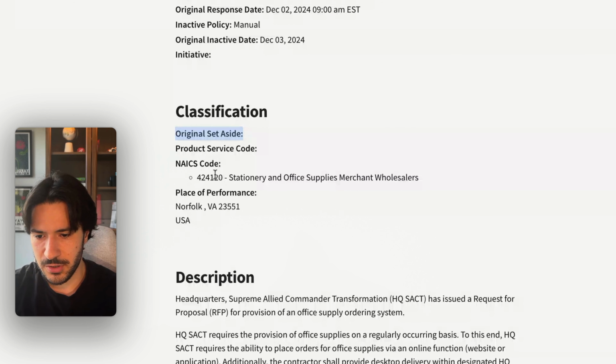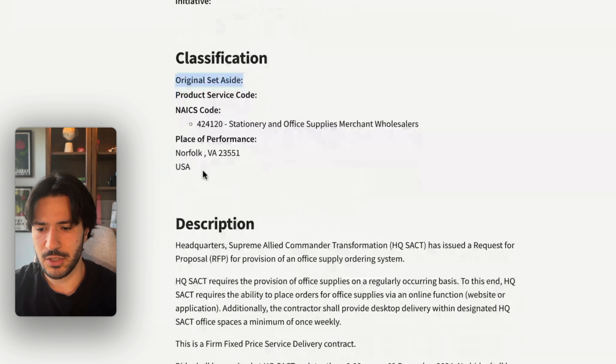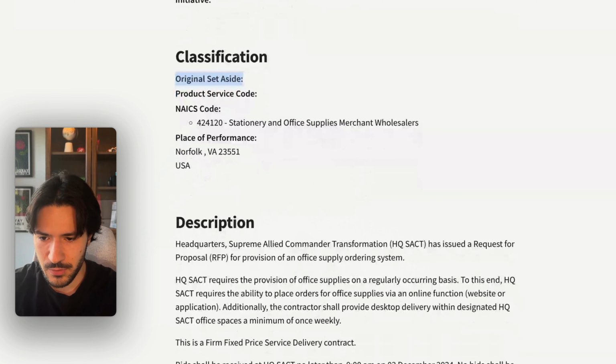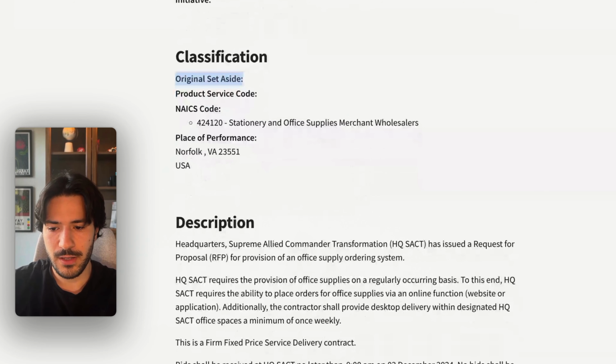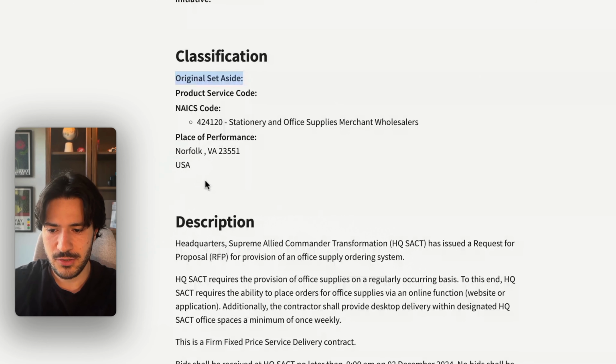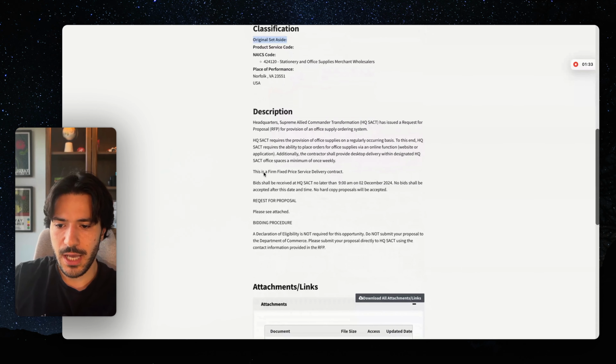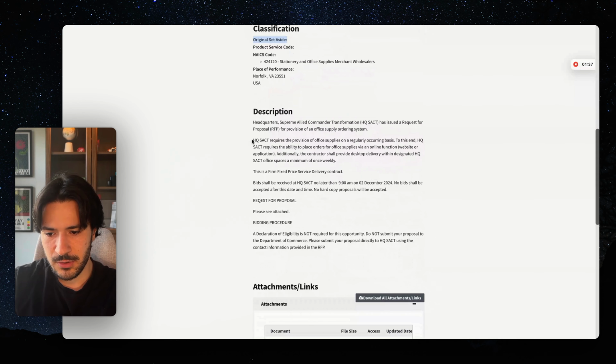I also want to make sure that I'm in the right place. So this one is for office supplies with the NAICS code, so that's good. Since it was NATO, I was confused whether it would be in the US or not. But this one, the place of performance seems to be in the US. So that's good. Usually I go through the description quickly if it's too long, but this one seems not to be too bad, so I can actually go through it and understand what exactly they want.